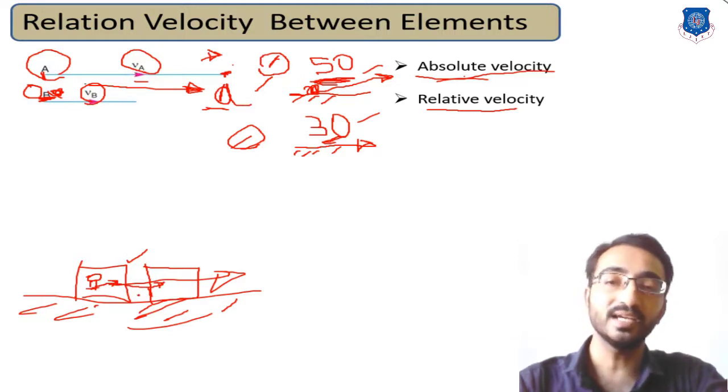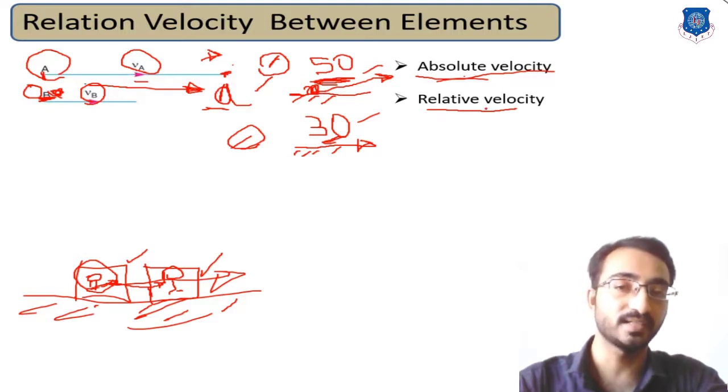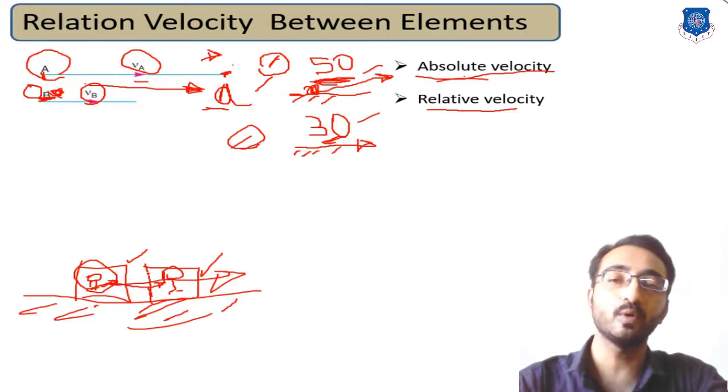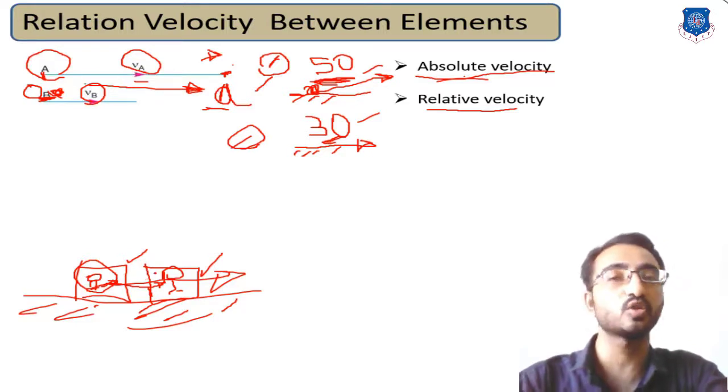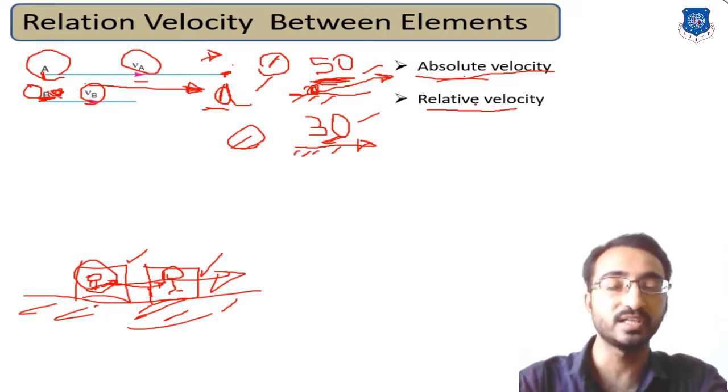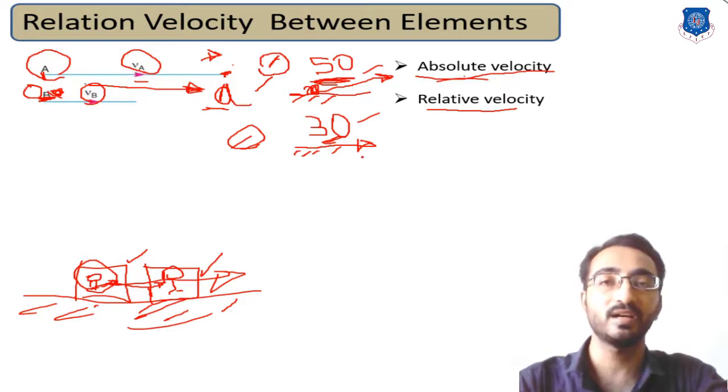over here you have to measure the velocity of this person with reference to the train. Now if a person is moving from the first compartment to the second compartment, and you are measuring that speed with reference to your train, then it is known as relative velocity, because you are calculating the velocity of any body with reference to another body which is also moving. Over here the relation between A and B is again termed as relative velocity.